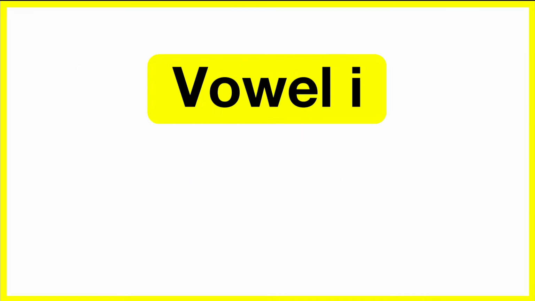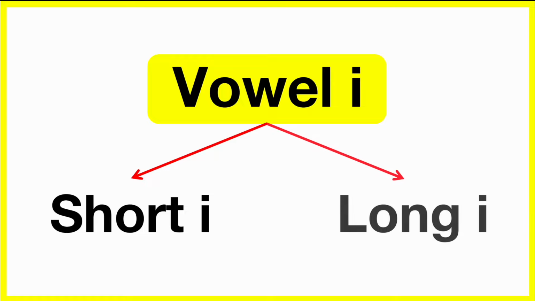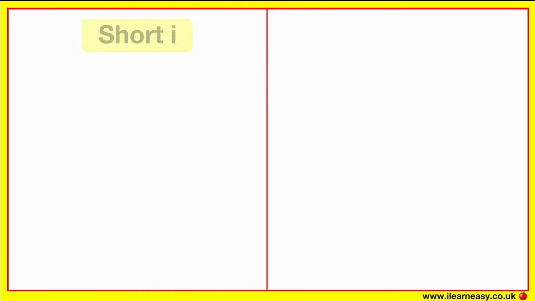The vowel I makes a short I sound and a long I sound. The sound the vowel makes depends on the letter combination in the word. First, let's look at the short I vowel sound.